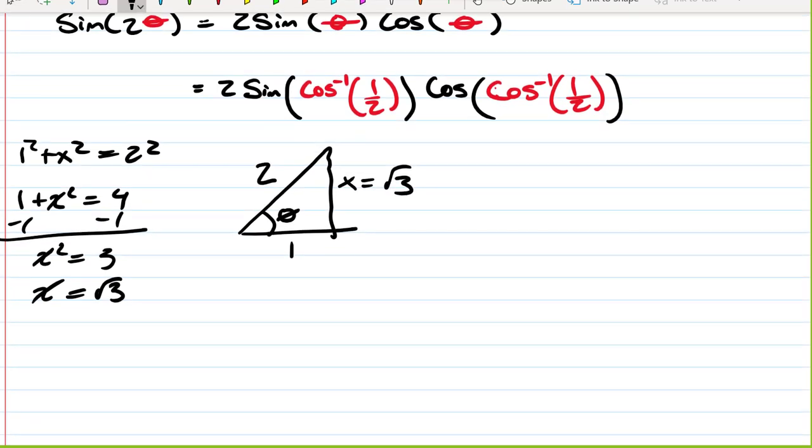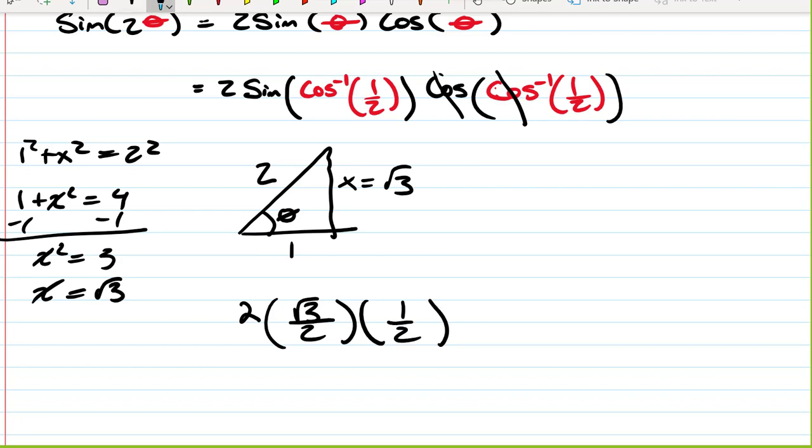So now we want to find the sine of this angle. So it's going to be 2 times the sine, which is opposite over hypotenuse. So that's root 3 over 2. And the cosine is adjacent over hypotenuse, which is 1 over 2. Notice the 2s just cancel out. Either way, those reduce out, and we get the square root of 3 over 2. So the sine of 2 times the cosine inverse of 1/2 is the square root of 3 over 2.